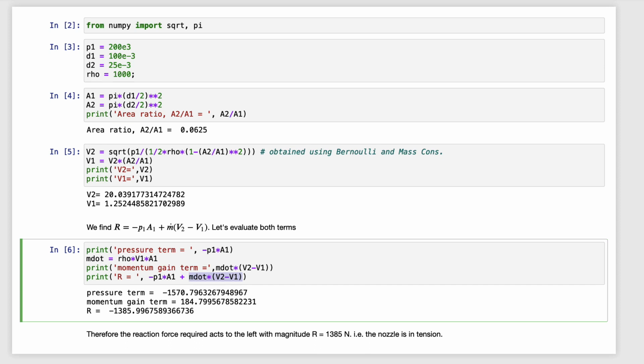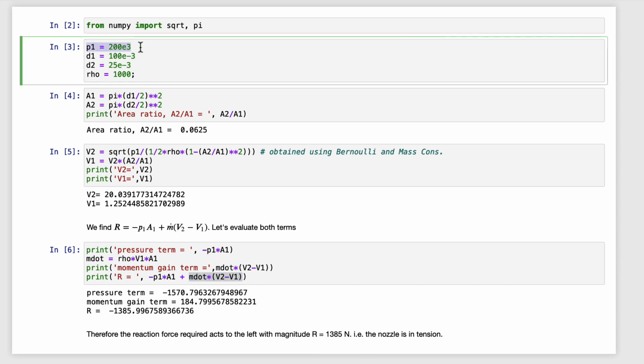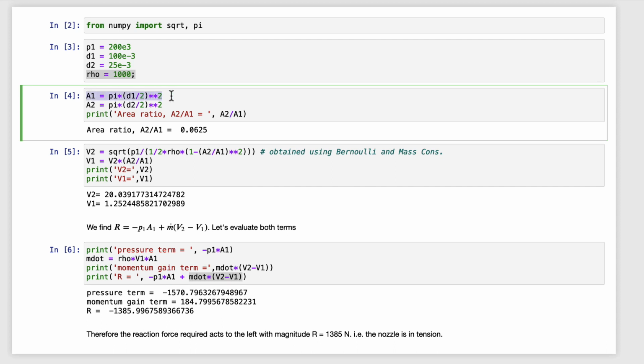All right, here's the Python notebook where I kept track of what these numbers were. So I'll just write out the numbers that I was using to solve the problem. I had an inlet pressure of 200 kilopascals, an initial diameter of 100 millimeters, an outlet diameter of 25 millimeters, and the density of water was 1,000 kilograms per meter cubed. You can calculate the areas right away as pi r squared, for A1 and A2, and the area ratio turns out to be pretty close to 1 out of 16.